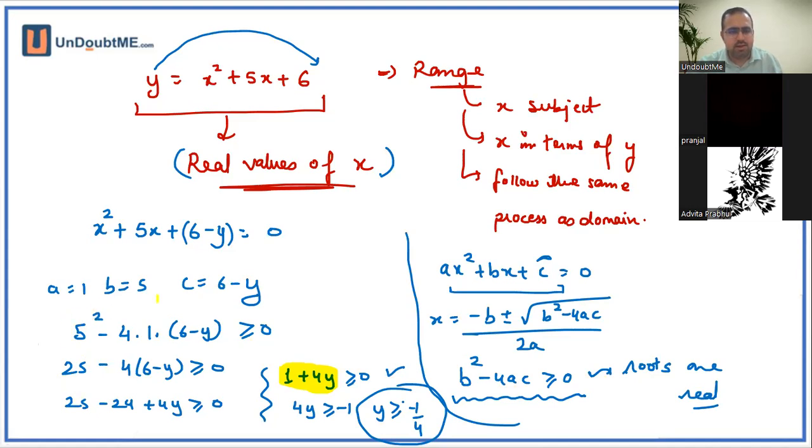Okay. This b square minus 4ac greater than equal to 0. Are you clear with this? Yes. Okay. Then a, b, and c values, how I have written them from the above equation. Are you clear with that?